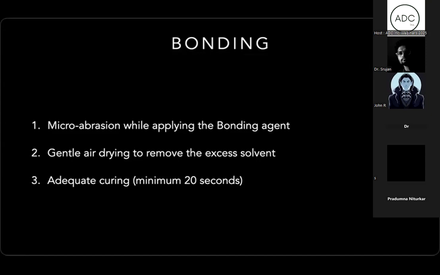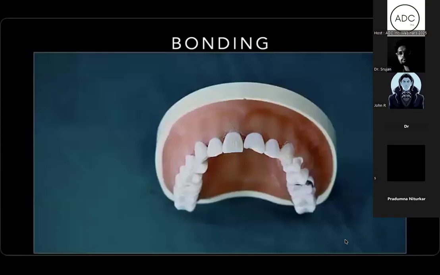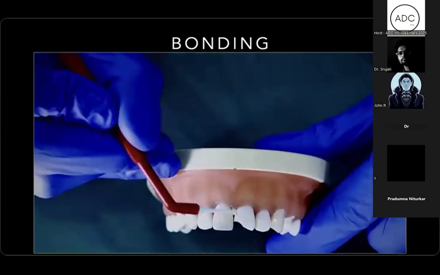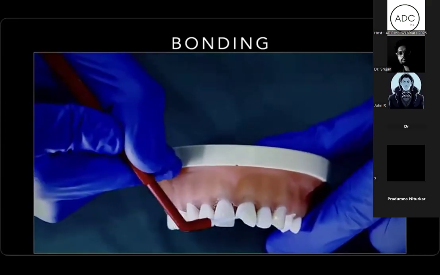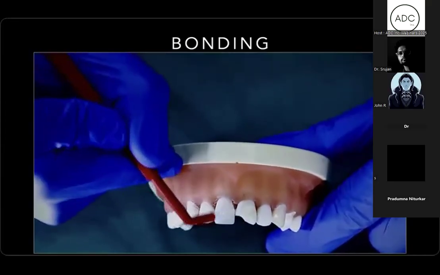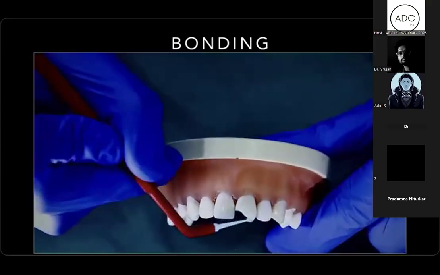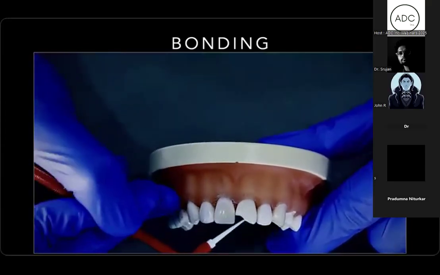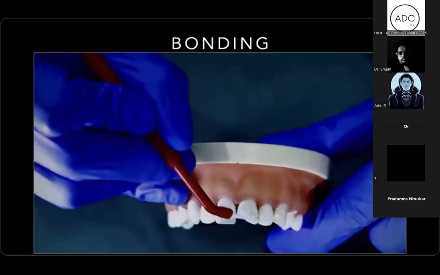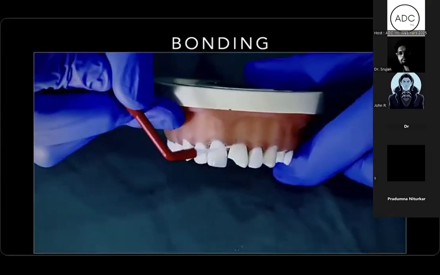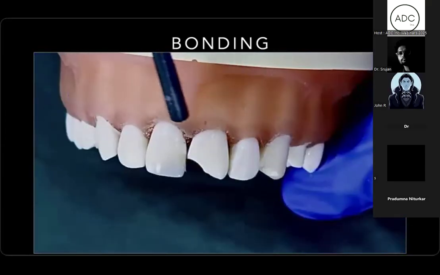Now, I just have a quick video for you guys where I'm going to demonstrate what microabrasion and gentle air drying looks like. Okay, this is the video. You take the microbrush and you rub it against the tooth surface. You're doing agitation. This is activating the monomers, which is bis-GMA, right? Now, once you're doing this, you're going to air dry.